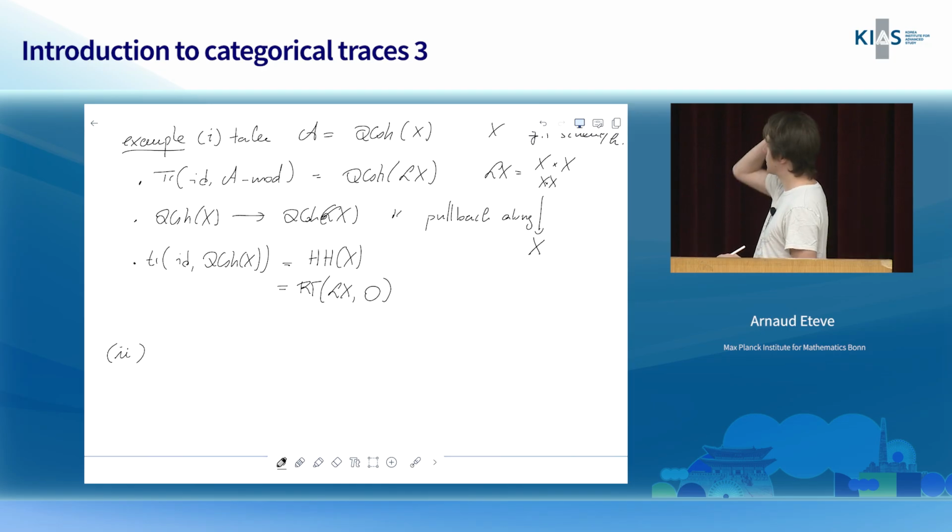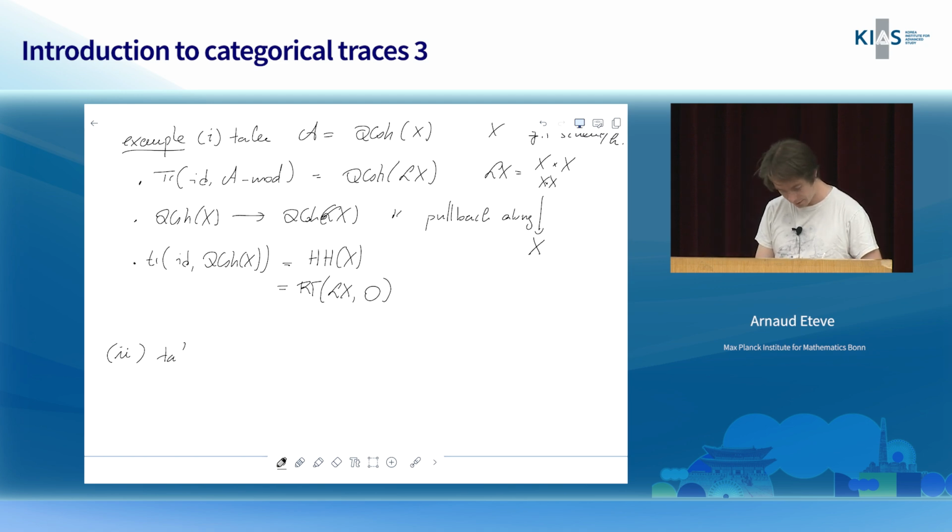Okay, and so the second example I want to do is the Hecke category. So take H to be the Hecke category, the free monodromic again.